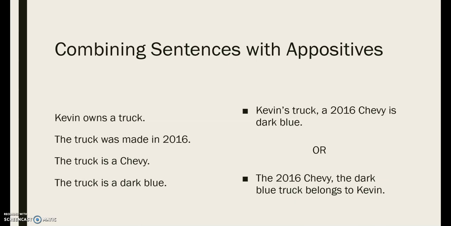First example, Kevin's truck, a 2016 Chevy, is dark blue. A 2016 Chevy is a non-essential appositive. It is clarifying which truck we're talking about. Do you see an error in this sentence? What is the error? If you said that they forgot a comma after Chevy, you are correct. Another way to write this sentence is by putting your appositive at the beginning of the sentence. The 2016 Chevy, the dark blue truck, belongs to Kevin.